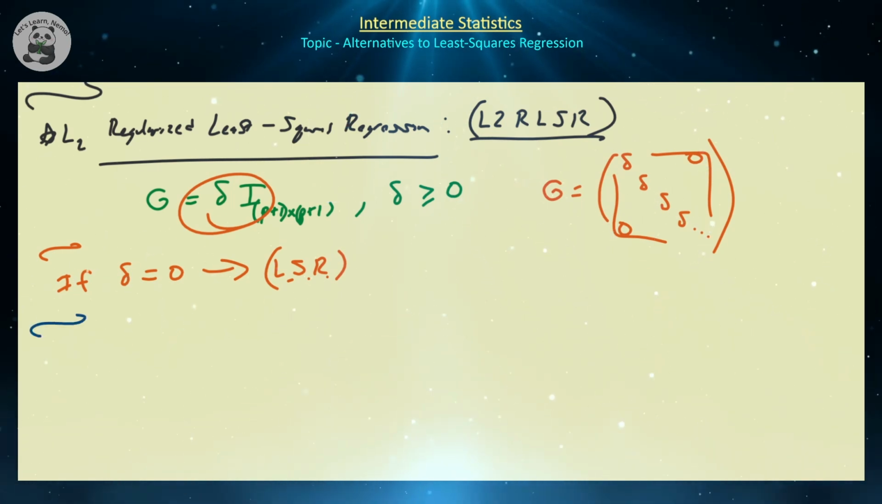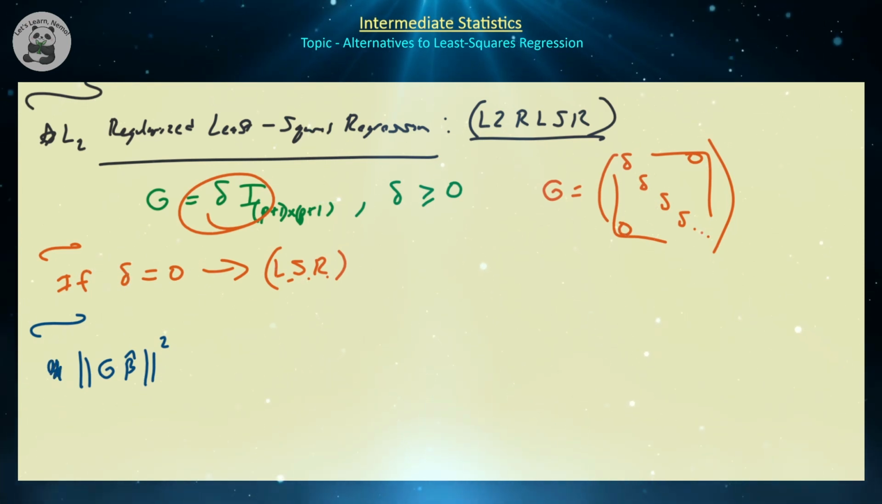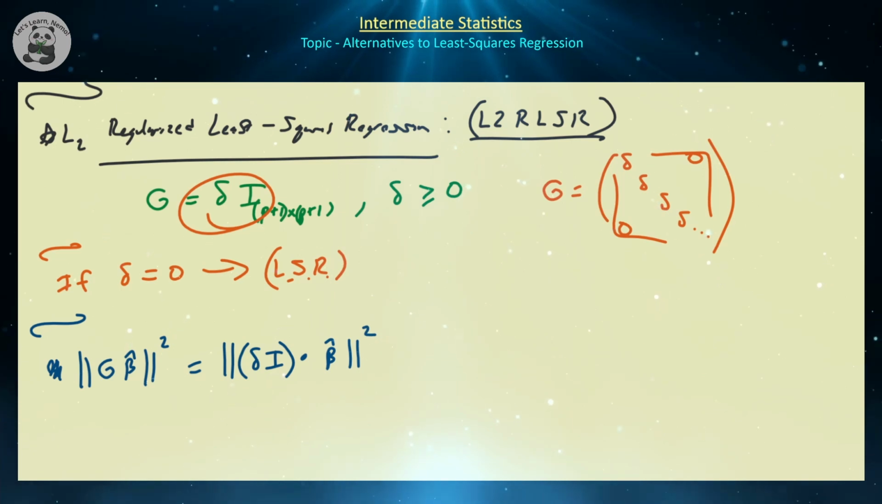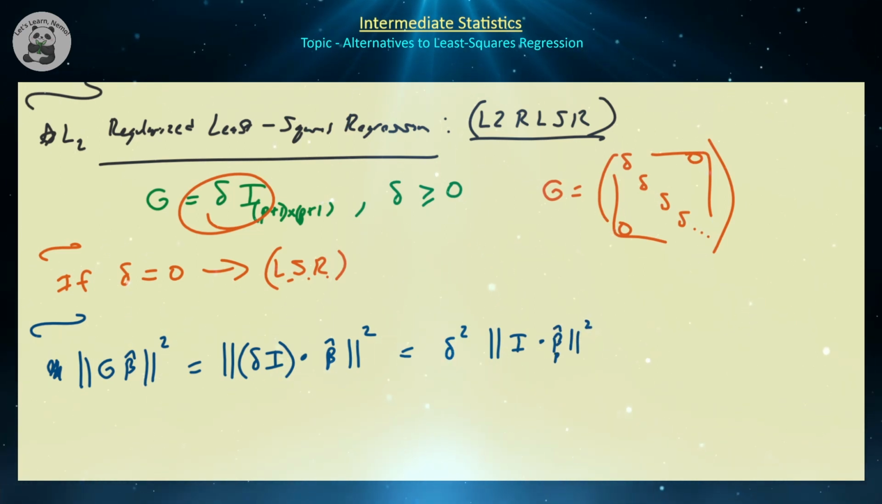So let's look at that norm of G beta hat squared term, because that's added to our error sum of squares term. So that's going to be equal to the norm of delta I times beta hat, the quantity squared. So delta is a constant, so that can factor out. So we're going to have delta the quantity squared. So here you can see why delta is chosen to be positive, because if it's negative, it's just going to square to be a positive number anyway. And then we're going to have the norm of the identity matrix times our beta hat vector. So you see why that number of columns needs to be p plus 1, because that's how many rows this vector beta hat has.